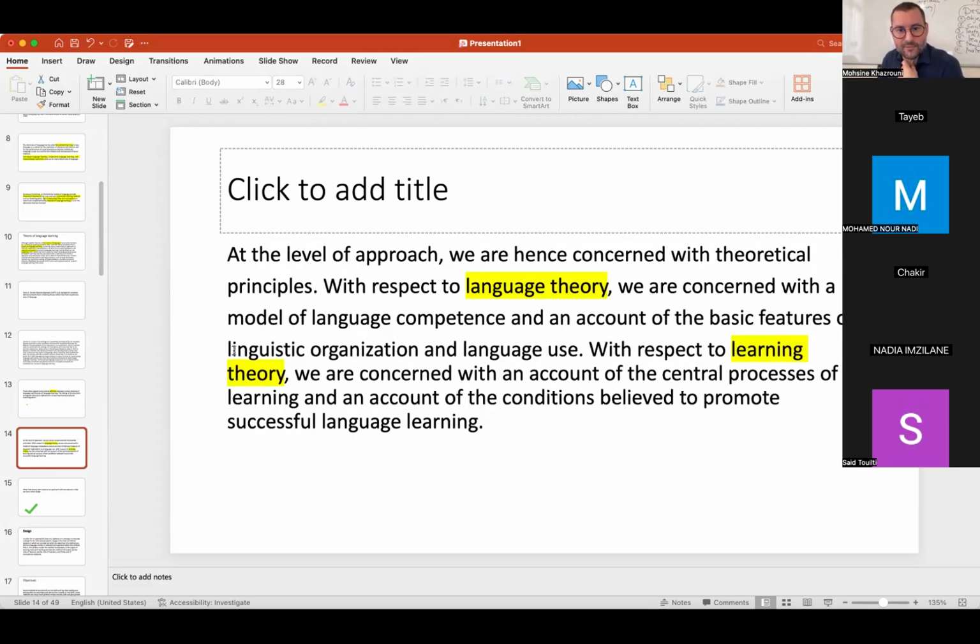Anything to add about the level of here again? Can someone read this slide, Sarah, if you are here? Yahyawi Sarah.